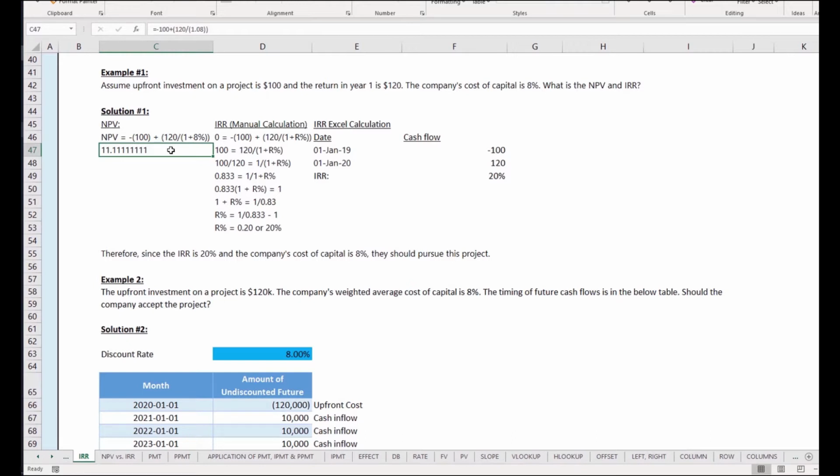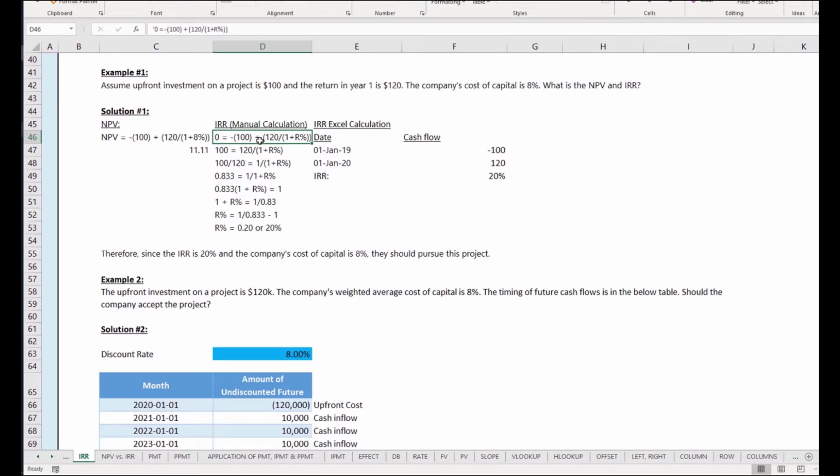We can back into the R as follows. We move the formula around to solve for R, and as we solve for R, R is equal to 1 divided by 0.833 minus 1. And therefore, R is equal to 20%. So in this case, we know that the IRR is equal to 20%, the net present value is equal to $11, and the company's cost of capital is 8%.